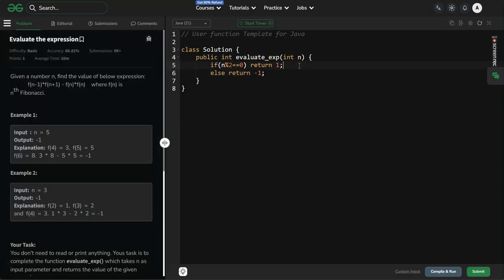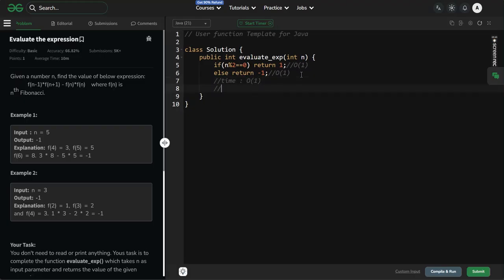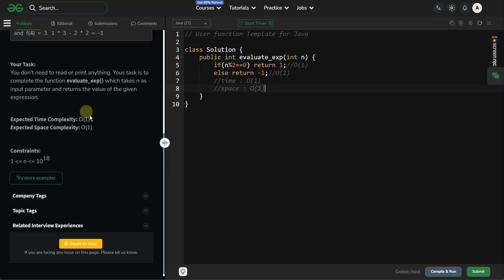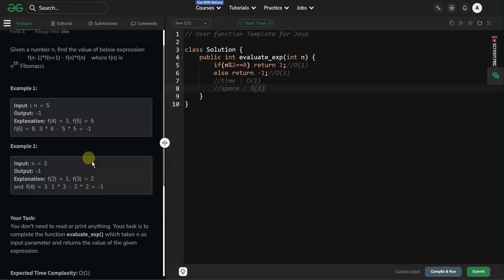Now we will analyze the complexities. We didn't use any extra space, so the space is big O of 1. For time, these are simple conditional statements which take big O of 1. Big O of 1 plus big O of 1 is again a constant, big O of 1. So the complexities match the given expected ones.